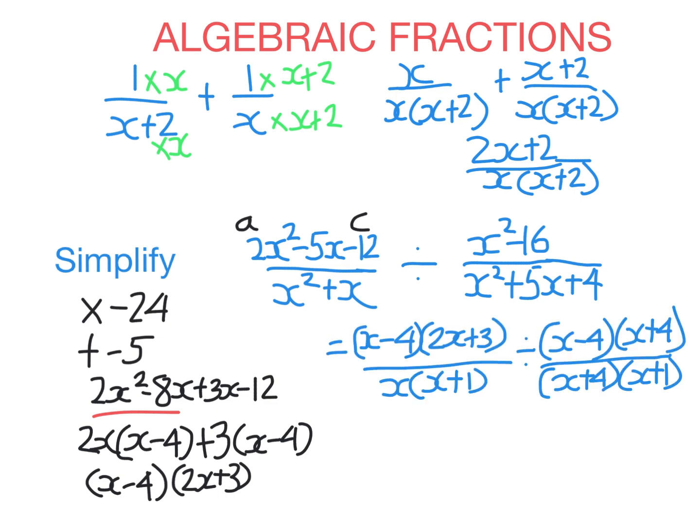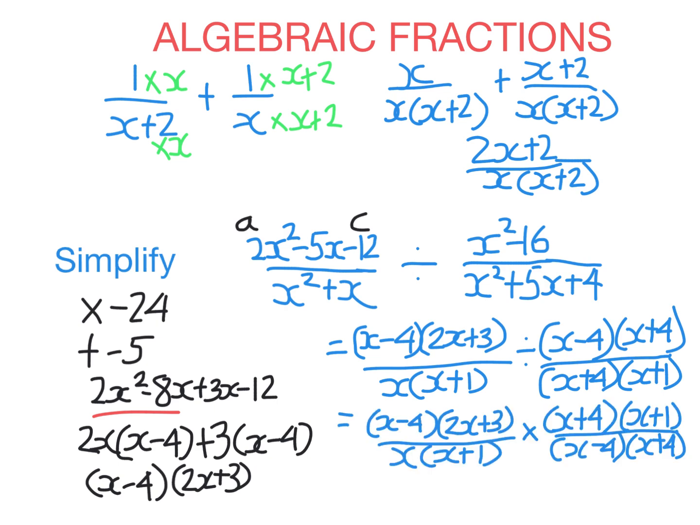So when we are dividing fractions, as with normal non-algebraic fractions, we flip the second fraction and change this to a times. So now that we're multiplying, we can cross off any factor that appears on the top and the bottom. So (x minus 4) is on top and bottom, (x plus 4) top and bottom, (x plus 1) top and bottom. And we're just left with (2x plus 3) over x. That is our final simplified answer. Once again, please don't try to cross out the x's. x is not a factor of the top. We can't simplify anymore.